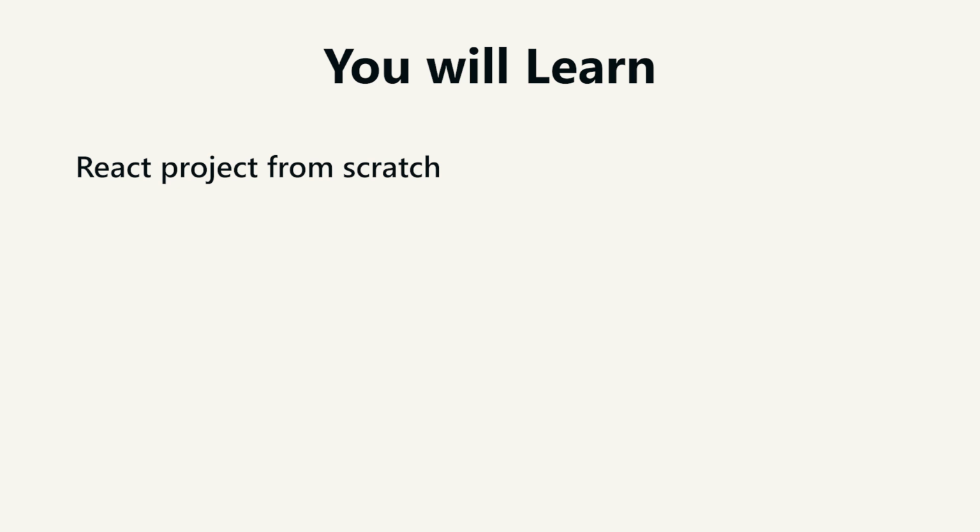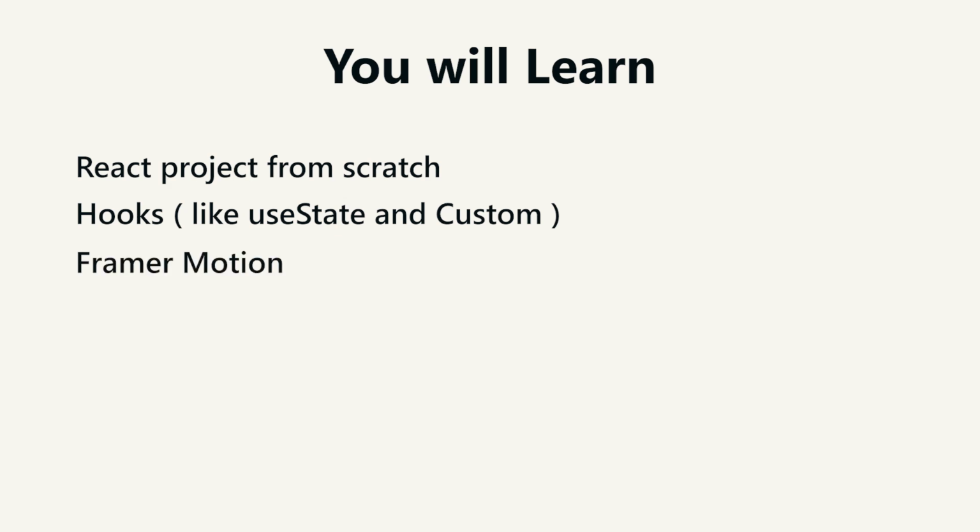Now let's get back. By following this tutorial, you will learn how to build a React project from scratch, and how to use hooks like useState and custom hooks for React apps. For making smooth animations, we will use Framer Motion, which is an awesome library for making animations in React. We will use Sass, or you can say SCSS, in modular form to write CSS. By writing CSS in Sass form, you can make independent React components without thinking about clash of HTML classes.